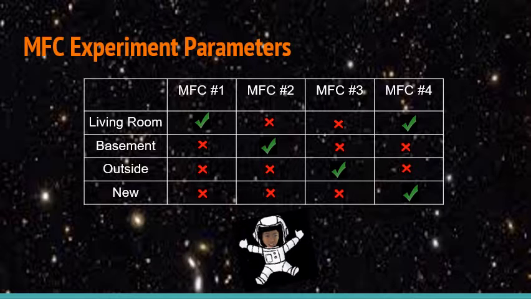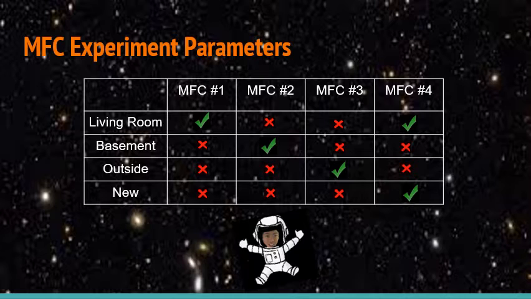For my experiment, I used 4 MFCs. I received one of them from participating in the contest, and I had 3 MFCs from my other experiments. I put one of the used MFCs in my living room where the temperature was about 20 degrees Celsius. This MFC was my control.